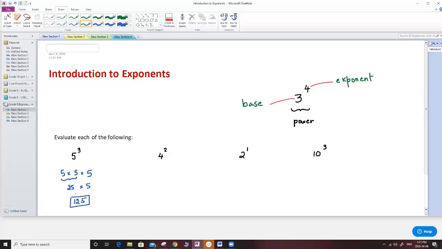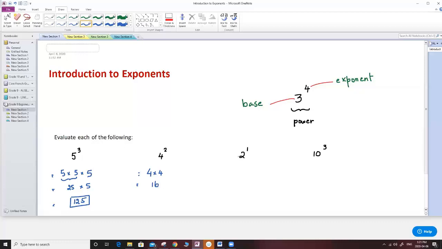The second question, what is it saying? It's saying 4 to the power of 2. The base is 4, and 2 is the exponent. That means since the exponent is 2, I am multiplying 4 by itself 2 times. 4 times 4. And for sure we should write equals for each answer. For sure the answer here equals 16.